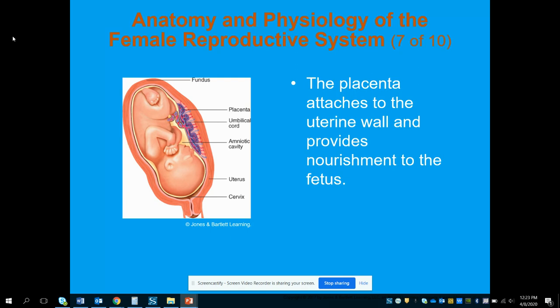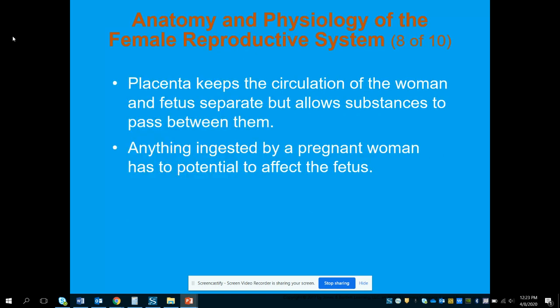At this size, the bigger the baby gets, the less room they have to move around and the less fluid they have available to them as they get ready to be born. That placenta keeps the circulation of the woman and fetus separate, but allows substances to pass between them. So that means that there's no blood exchanging. There's a blood barrier there to keep that separate.